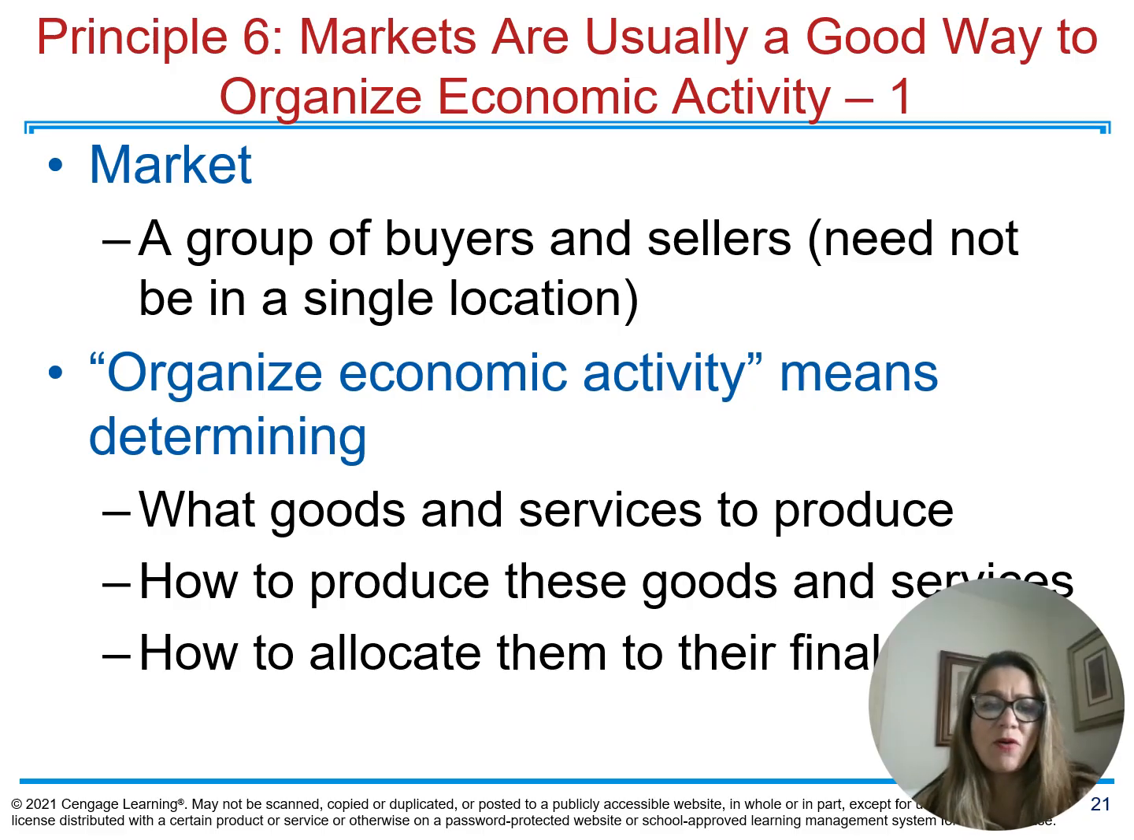What do we mean by organized economic activity? Well, that means that through the market structure, we're deciding what goods and services are produced in an economy, right? But we also decide through this market economy who gets to produce these goods and services and how to allocate them to their final user, right?